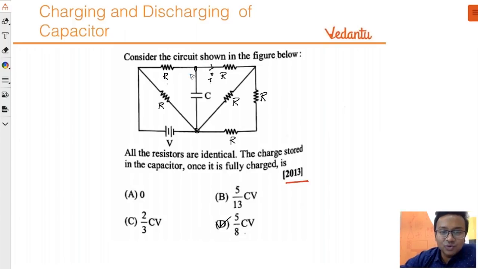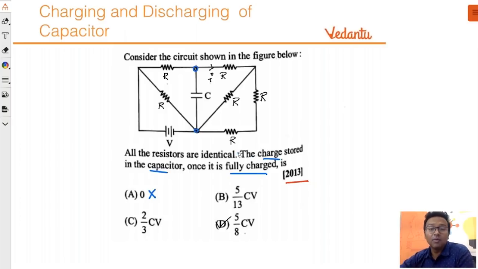Some students say that we need to find out the charge stored in the capacitor once it is fully charged. Now, certain people have the idea that this is R by R and R by R, so that's a balanced Wheatstone condition, so the potential difference across this is going to be zero, so the charge stored also is going to be zero. Students, that's a wrong answer. Clear? We technically need to solve this circuit in order to get to the answer.